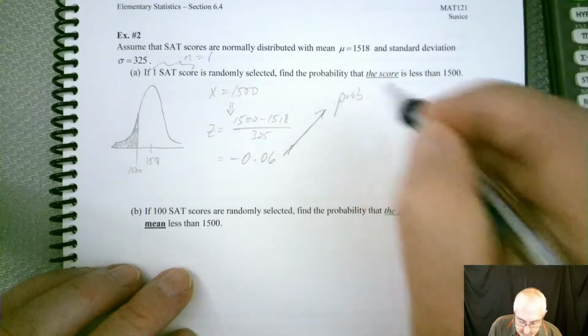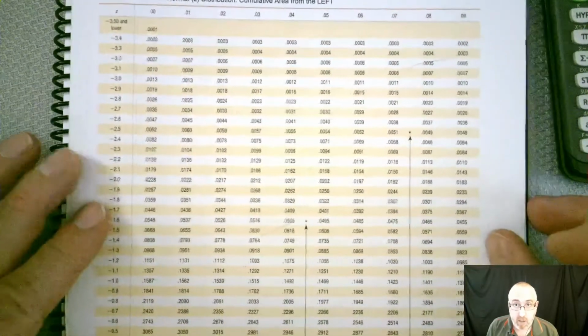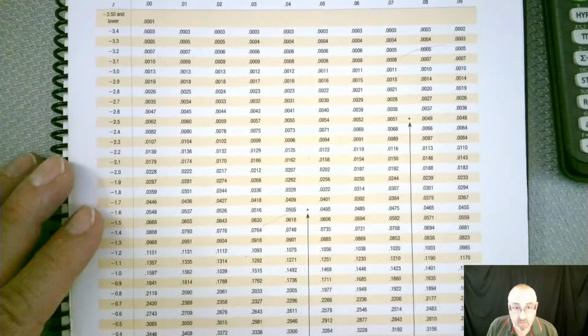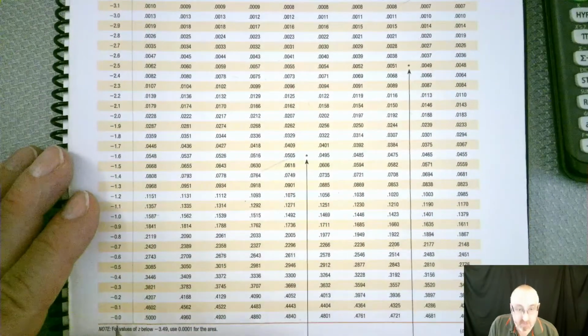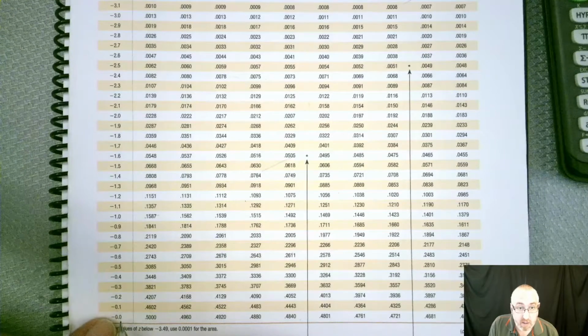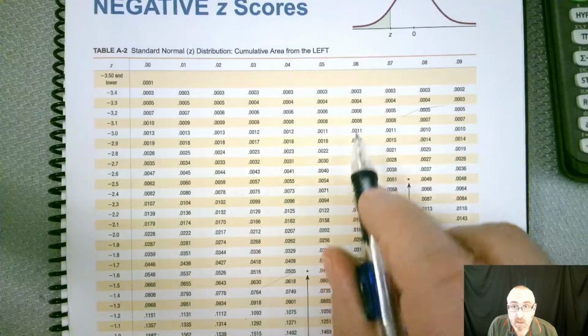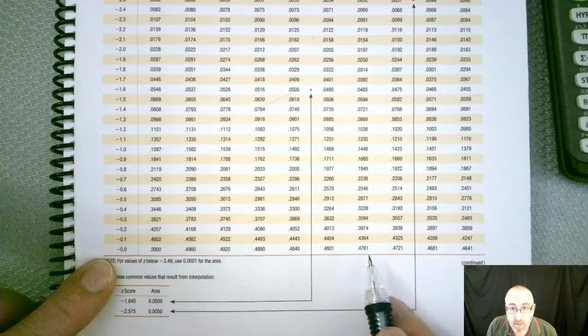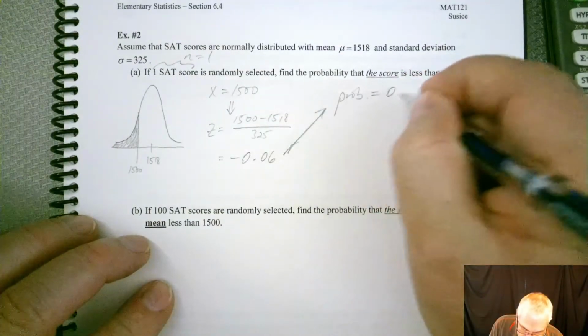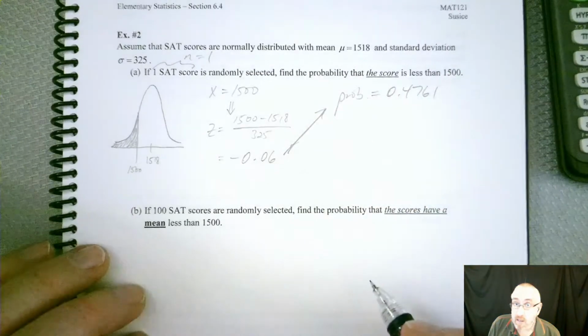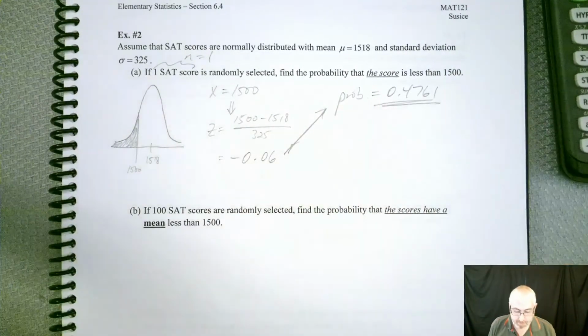Now we can get our probability from that. We're going to use our negative z-score table, and we're going to use negative 0.06. There's negative 0.0 way down at the bottom here on the left. Let's make sure we get the right column for 0.06: we're in the 4th column from the right, all the way down to the bottom. So 4761. That is your answer. Again, that's the same as what we did back in 6.2.